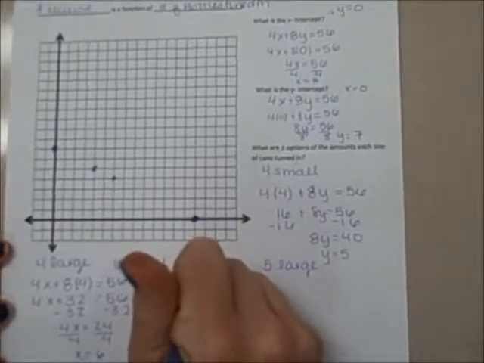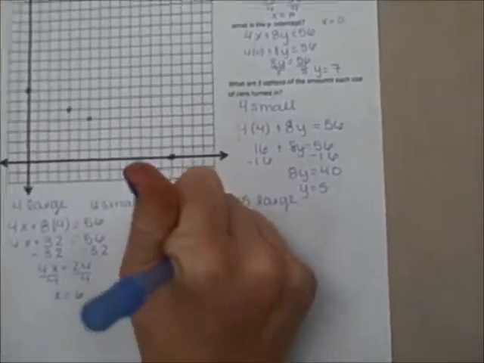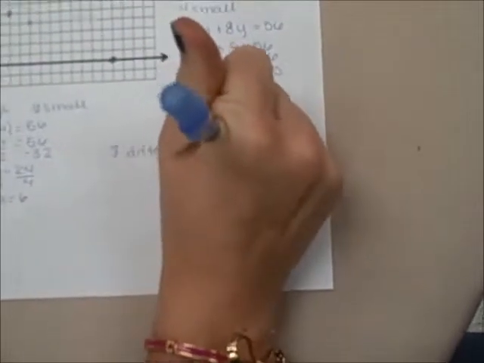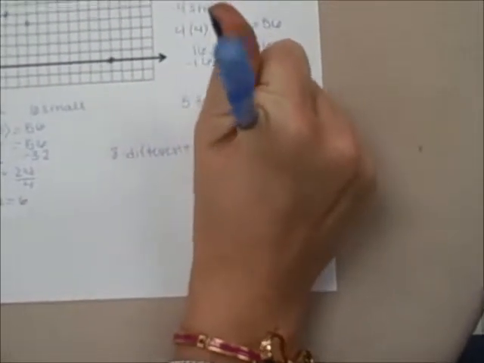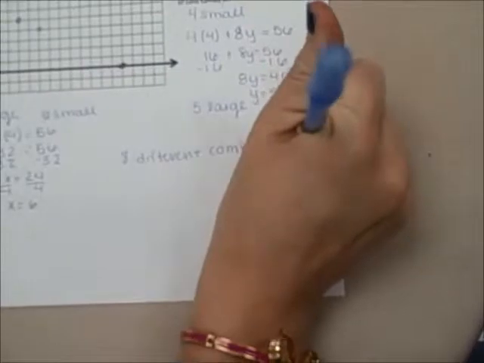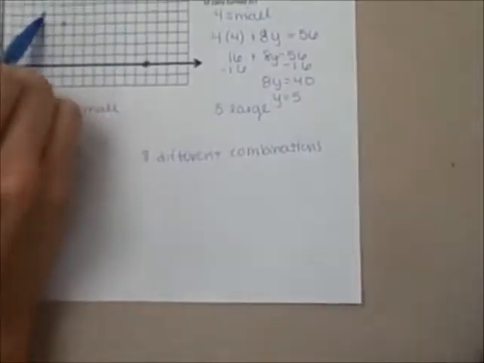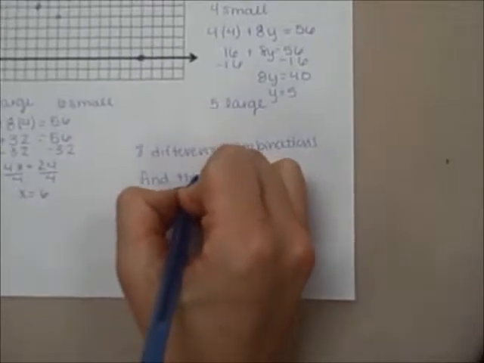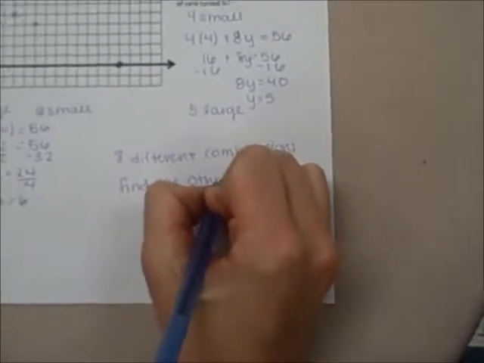There are a total of 8 different combinations. I found 4. Can you find the other 4?